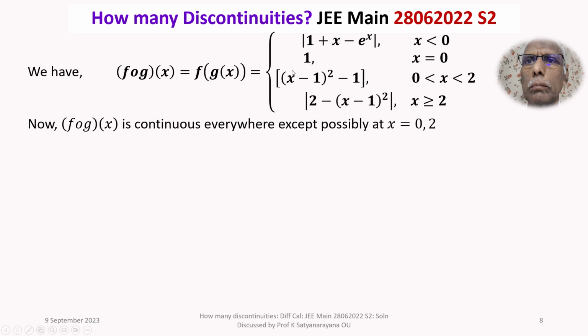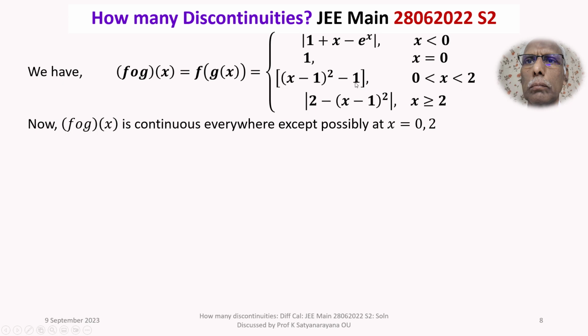So the components of this function are 1 plus x, a polynomial which is continuous everywhere, e power x which is continuous everywhere. So the modulus of a continuous function is again continuous. So this is continuous. One, a constant function, is continuous. This is a polynomial, continuous, and bracket of that only for 0 less than x less than 2. And the value at the end points 0 and 2 is 1 only.